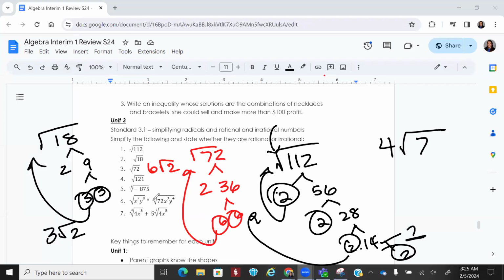On number 4, a lot of you made this mistake on, A, your test, and B, on your mastery check. So on number 4, if you take the square root of 121, it's going to give you 11. Sometimes it really is a whole number. Those are called perfect squares. Some of y'all wrote some crazy stuff. When you take the square root of a perfect square, it comes outside of the radical. Go ahead and take a moment and try 5, 6, and 7.